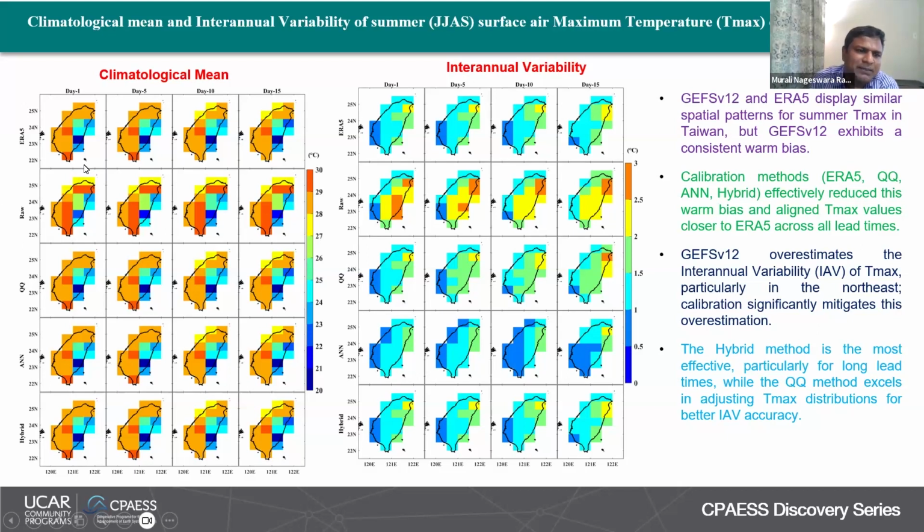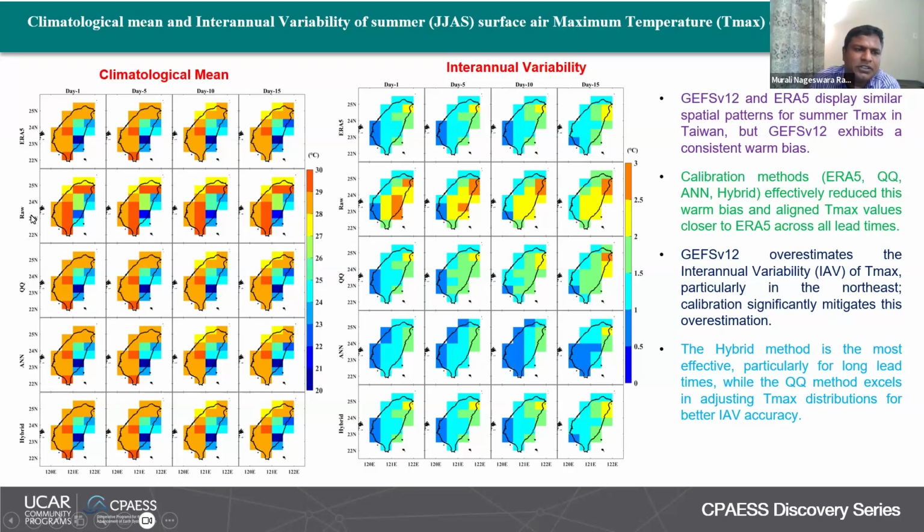We can see the first row is the observation, meaning ERA 5. The second row is the raw product, the third one is the Quantile-Mapping output, and the fourth one is the ANN deep learning output. The bottom one is the hybrid post-processing method output.